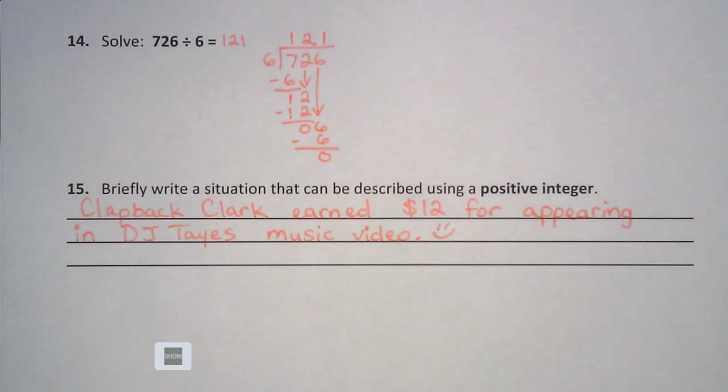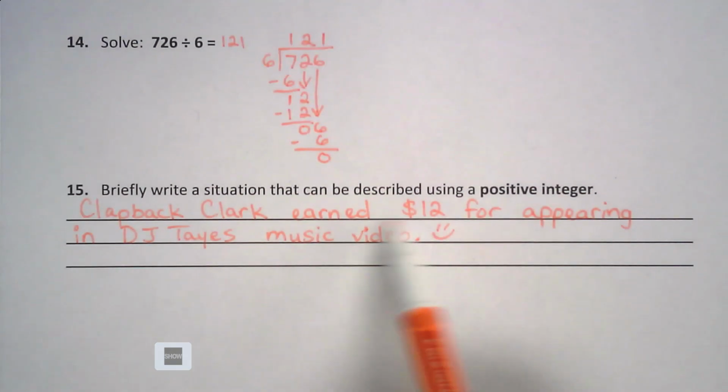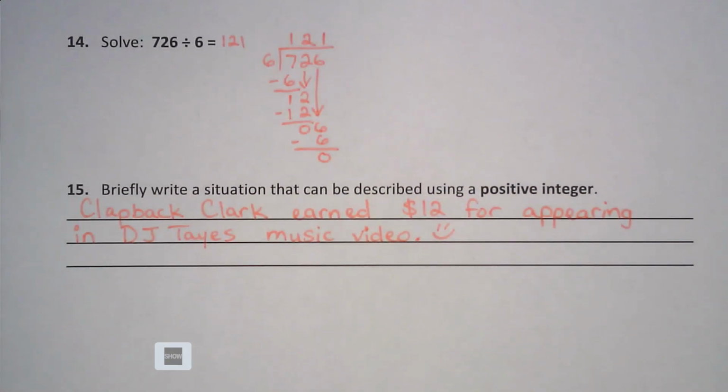All right, so here's my brief situation. Clapback Clark earned $12 for appearing in DJ Tay's music video. All right, so that earned $12 is where our positive integer is represented.